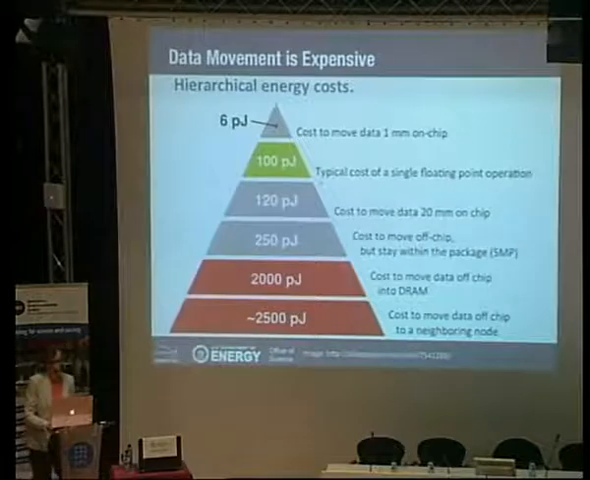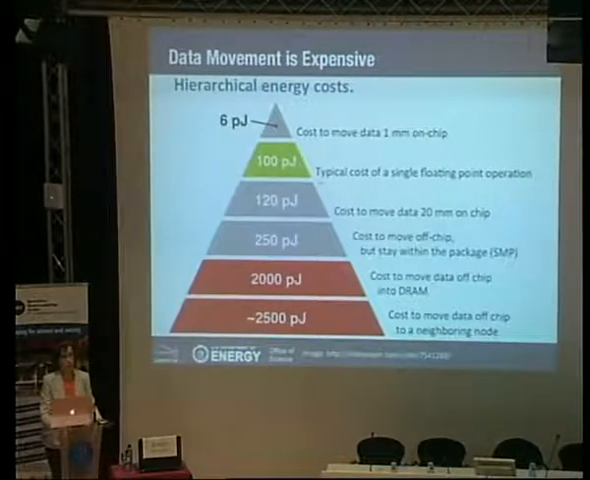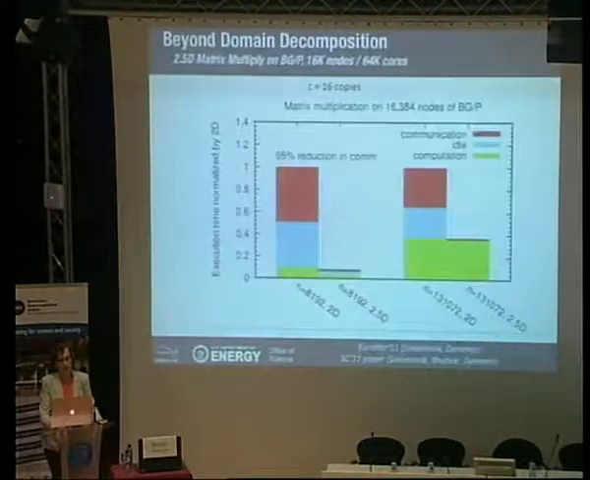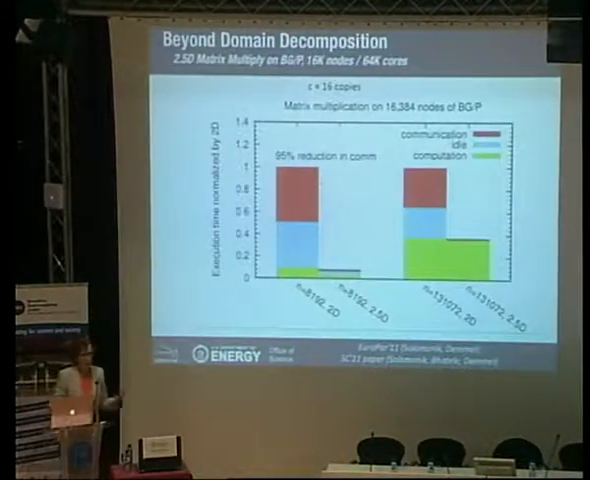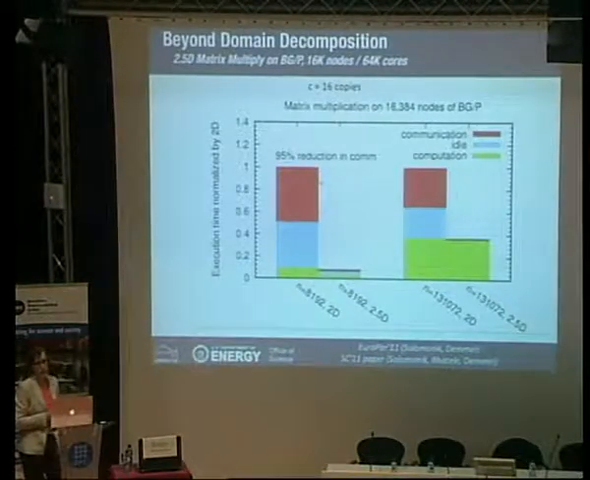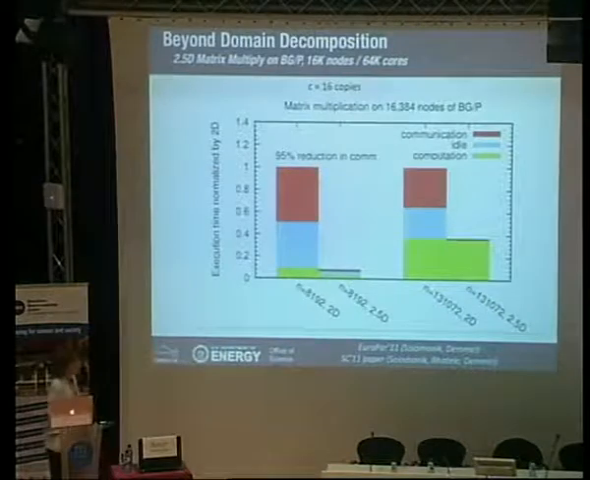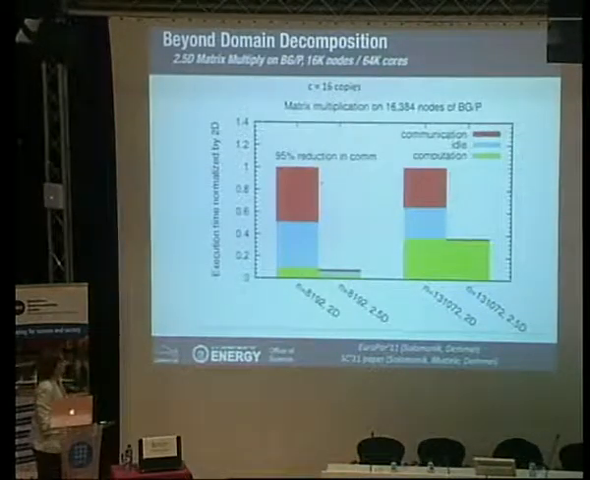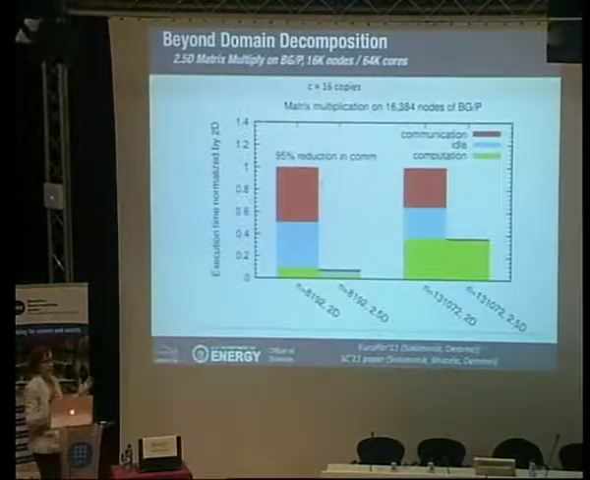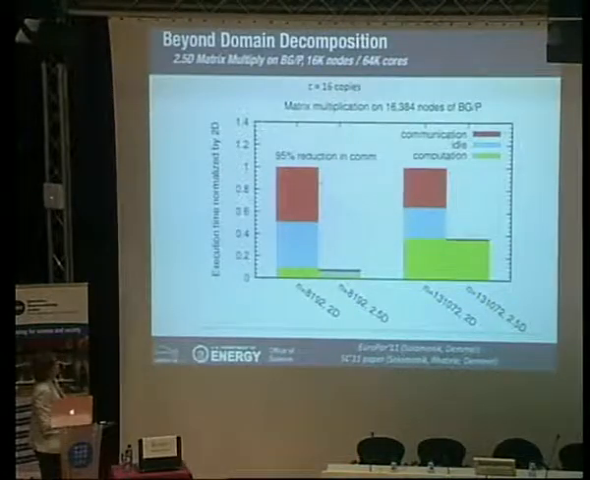Okay, so what can we do about this from an algorithmic perspective? Well, we can look at better algorithms that minimize the amount of data movement. At Berkeley, we call these communication avoiding algorithms or communication optimal algorithms. This is some work done by Edgar Solomonik and Jim Demmel looking at dense matrix multiply running on HPC systems. This was on Blue Gene/P on 16,000 nodes.